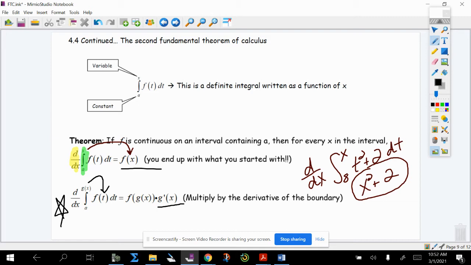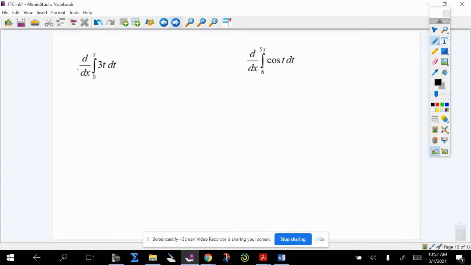So let me show you some questions that I have from past years, and then I'll also show you some of the ways that it's worded on Delta Math. These are in no way long problems, but they do make sure you're paying attention. So the most basic application is they're asking you to derive an integral, and your boundary is just x. So you're going to put the x in where the t is, and that is your answer.